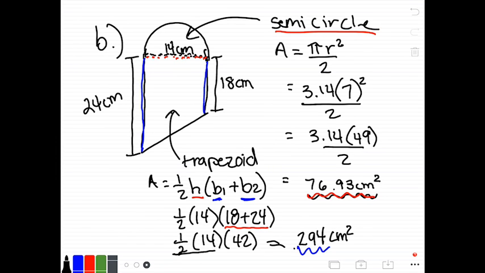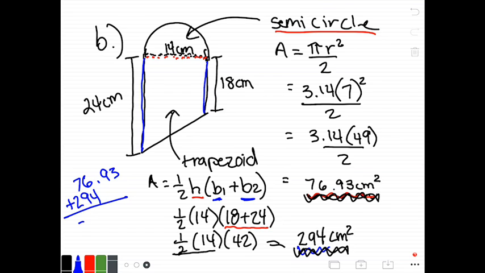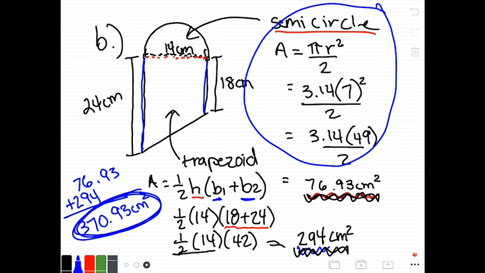So we've got area of your trapezoid right here, area of your semicircle right here. To find the area of the entire figure, you would add them together. I'm kind of running out of space. I'll show my work over here. So 76.93 plus 294, and that would give us 370.93 centimeters squared. That would be your final answer. It's a lot of work, but I suggest that you show your work in an organized way. So I've got my work for my semicircle here, work for my trapezoid here. That way, if you make a mistake, it's easy to figure out where you went wrong.